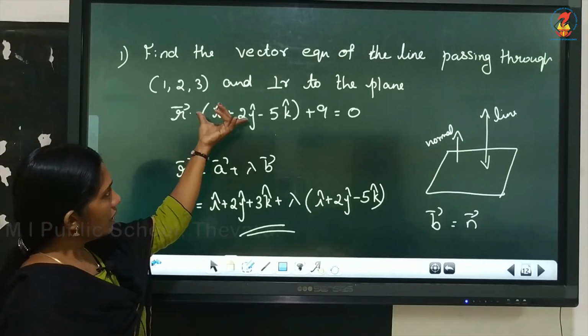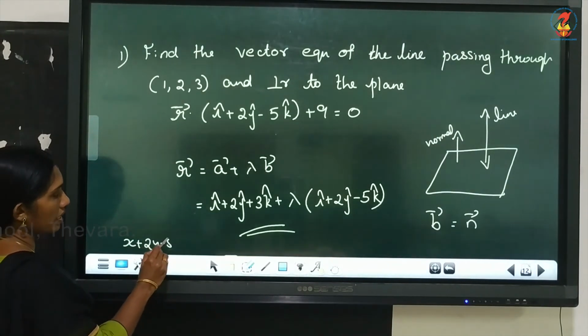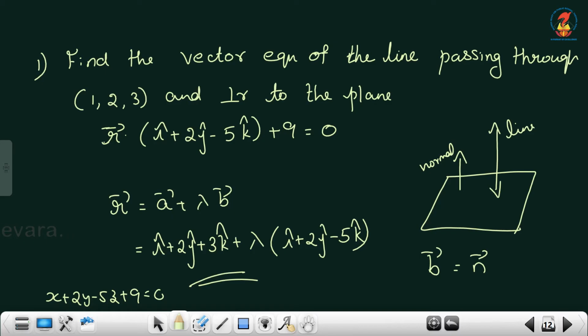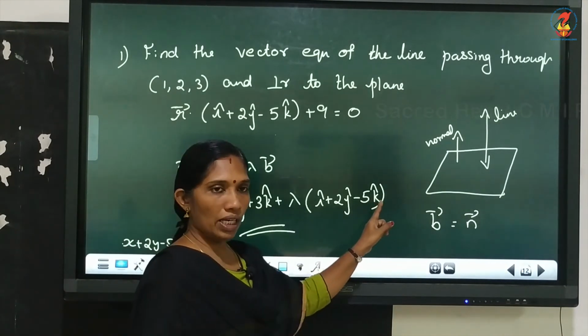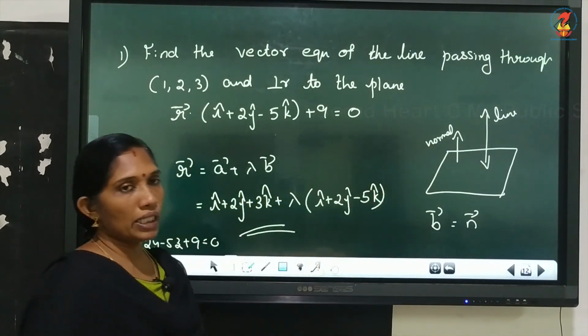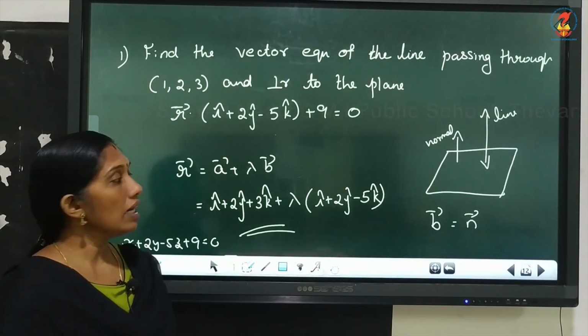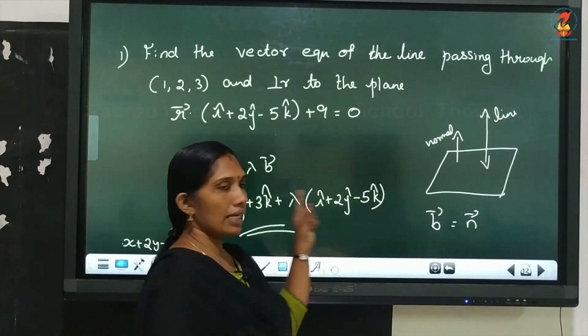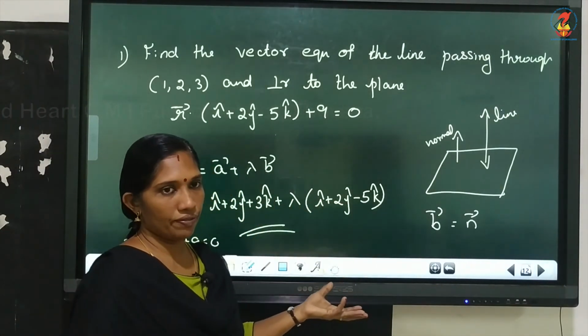Or when we convert this into the Cartesian form, that is x plus 2y minus 5z plus 9 is equal to 0. So 1, 2, minus 5, they are the direction ratios of the normal, or the normal vector we can write as 1i cap, 2j cap, minus 5k cap. Okay. Here the line is perpendicular to the plane. So the normal vector and line are parallel. So for parallel vector we can take the direction ratios of the normal or the normal vector itself.